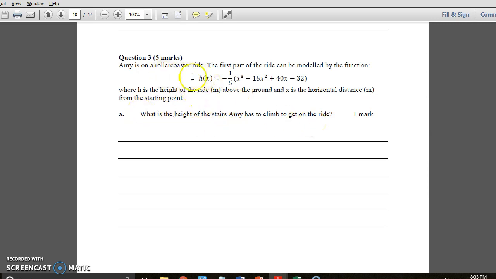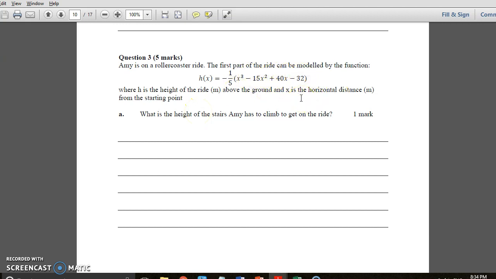So we've got this thing. Amy is on a roller coaster ride. Lucky Amy. The first part of the roller coaster ride can be modeled by this function, where h is the height above the ground and x is the horizontal distance from the starting point. What is the height of the stairs Amy has to climb to get onto the ride? Whereabouts will the stairs meet the ride? At the starting point, and x is the distance from the starting point.